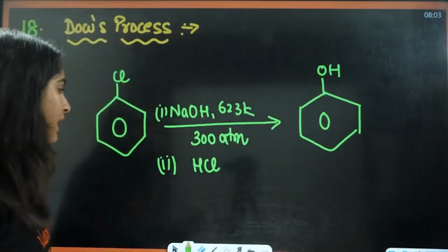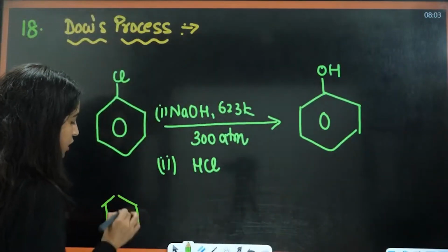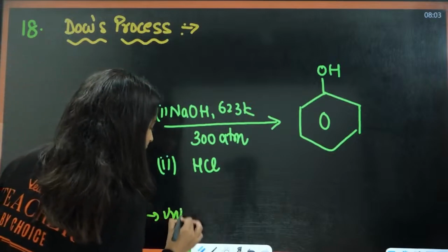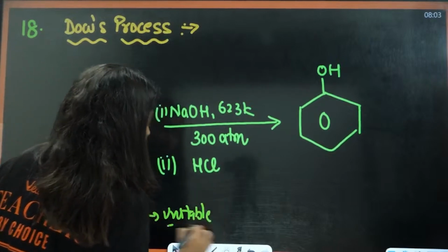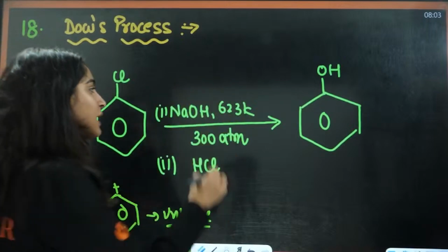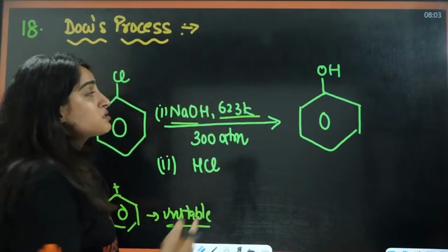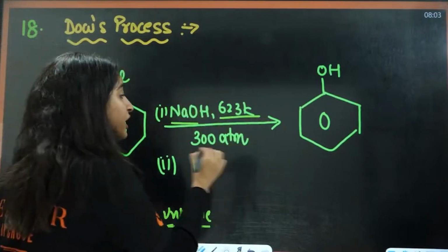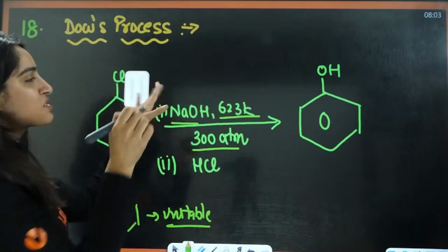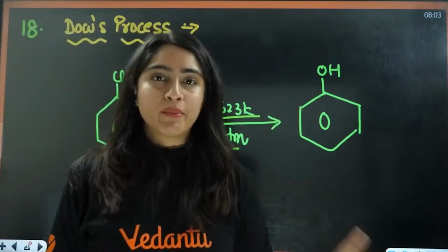Okay, what is phenyl cation? This cation is unstable. Right, now there are lots of drastic conditions: NaOH, 623 Kelvin, 300 atmospheric pressure. That means to break this bond, you need drastic conditions here. Then you will have the formation of phenol.